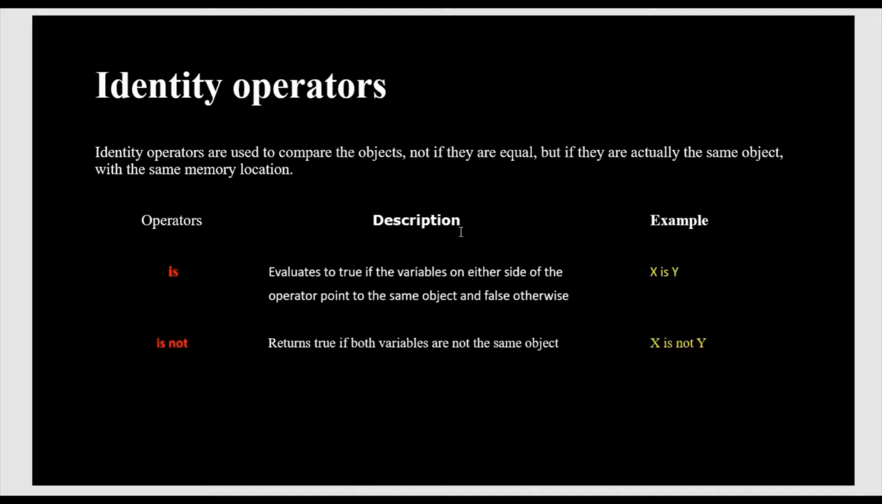So here, the example: x is equal to 5 and y is equal to 5, then x is y means 5 is 5. It returns true if the variables on either side of the operator point to the same object, and false otherwise. It means x and y contain the same value, and only then does the is operator work. The is not operator returns true if both variables are not the same object. So if x is equal to 10 and y is equal to 30, these are different objects, so is not works here.